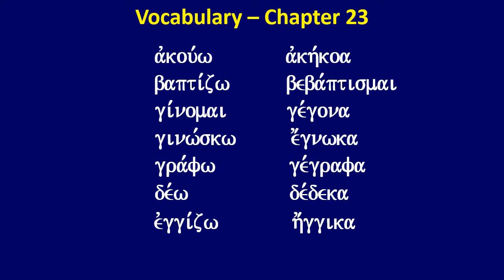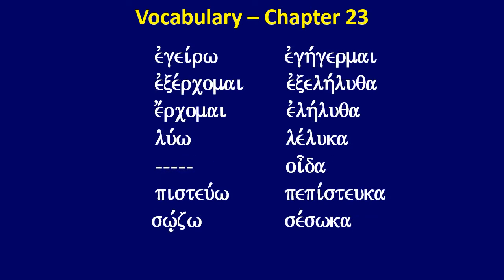Eggizo is the next word. I come near or approach. And then in its perfect tense form, you've got engika. Remember when you've got two gammas together like that, it forms an NG sound, like the word angel. We don't say engel, we say angel. So you want to pronounce this engika. I have come near is the idea.